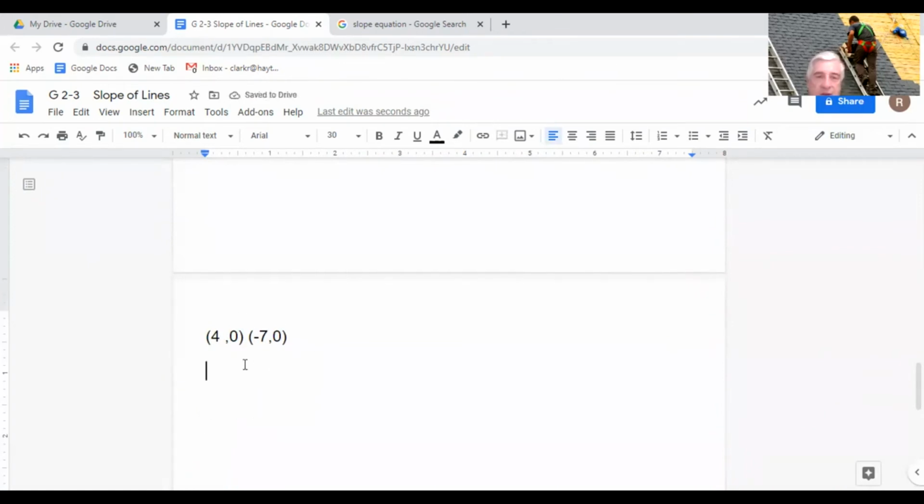We take the x's on the bottom, the y's on the top. So 0 minus 0 goes on the top. And on the bottom, we get 4 minus a minus 7. Yes, I realize there's a 0 on the top, but I want you to do the math because I want you to realize still that 4 minus a minus 7 is 11. 0 over 11. So that slope is 0. It is flat. It is horizontal.